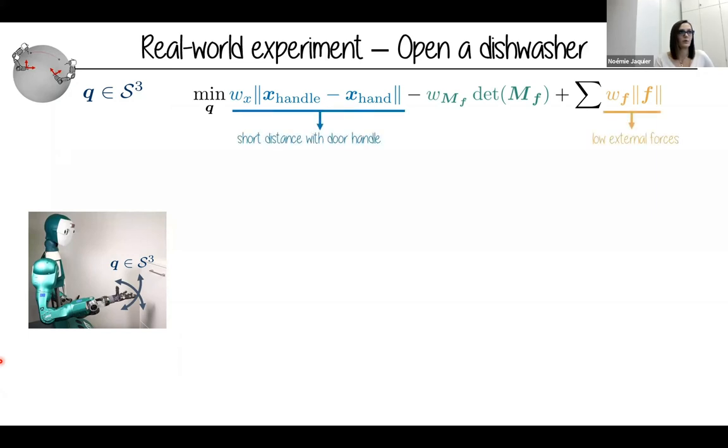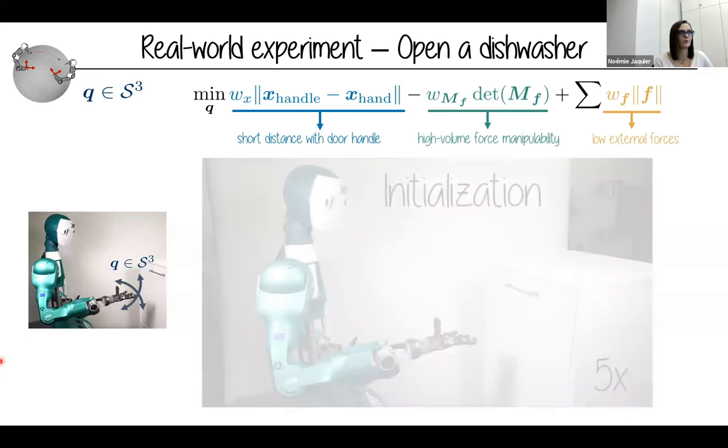We want to do it with lower external forces. This is because if you have high external forces, we may break the hand of the robot, which is quite fragile. So ultimately you want to have contact with the dishwasher, but you don't want to push hard on the dishwasher. And finally, we want to have a high volume force manipulability ellipsoid. This is so that the robot grasps the handle and then has the ability of providing some force in order to pull the handle and to open the dishwasher.